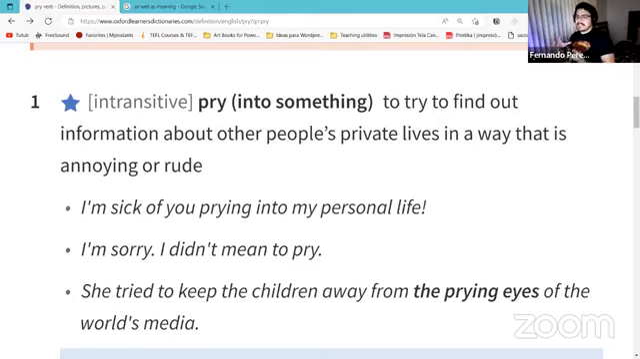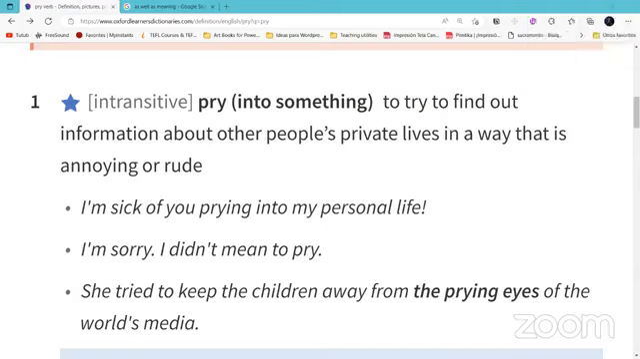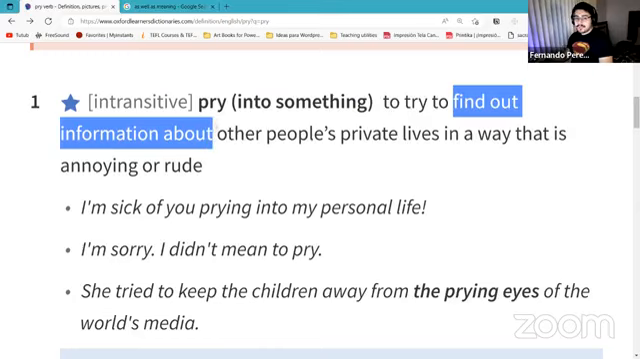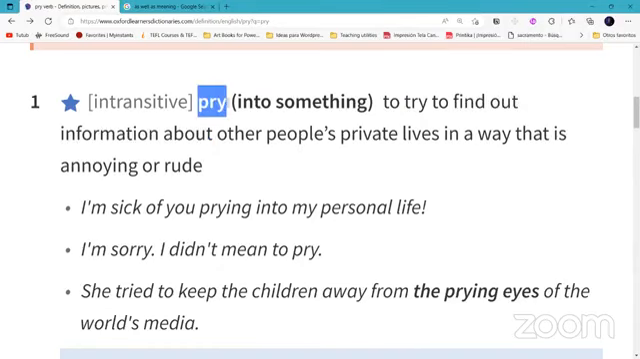So a little different: uncomfortable is physical, and annoying is emotion. Got it? Then if a person is trying to find information about you in an annoying way, like stalking, the person is prying.